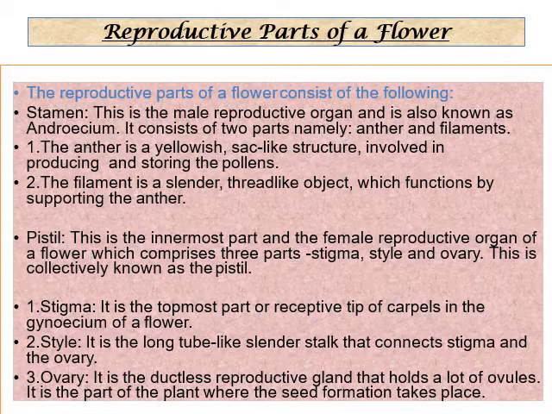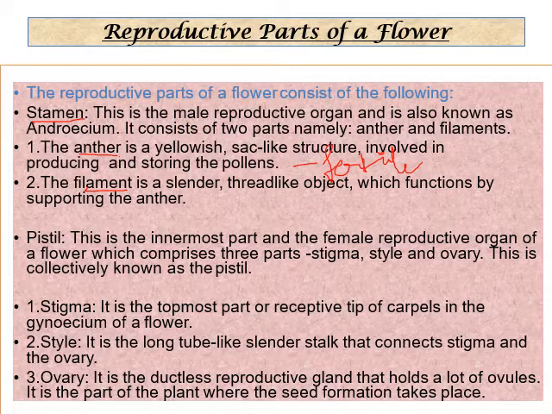First I'm talking about stamen. Here I'm talking about the anther and the filament. This part comprises 2 parts: the first is the anther and the second is the filament. The anther is a yellowish sac-like structure involved in producing and storing pollen. You can call this the fertile part, which comprises the male gamete, and this male gamete is responsible for undergoing fertilization with the female gamete and forming the flower.